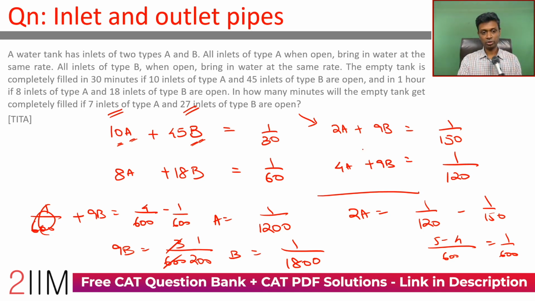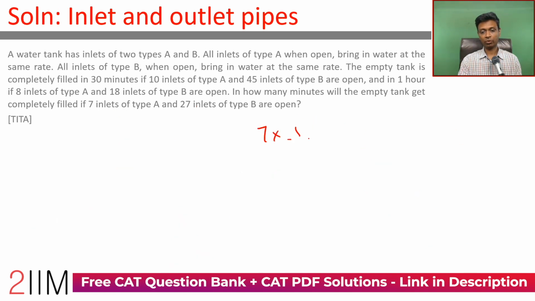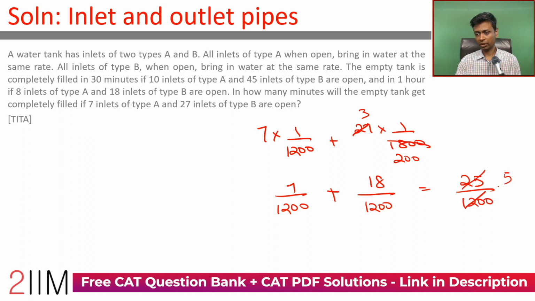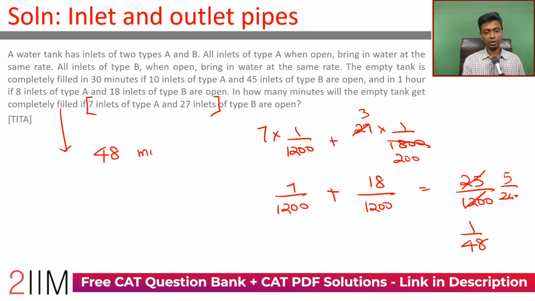Okay. Let's think about this. So I'm going to do 7 times 1 by 1200 plus 27 times 1 by 1800. What does this become? This is 3 by 200. 7 by 1200. Also LCM is 1200. 18 by 1200. This adds up to 25 by 1200. Cancel a 5, 5 by 240, 1 by 48. This combination fills 1 by 48 of the tank in a minute, or this combination will fill the empty tank in 48 minutes.